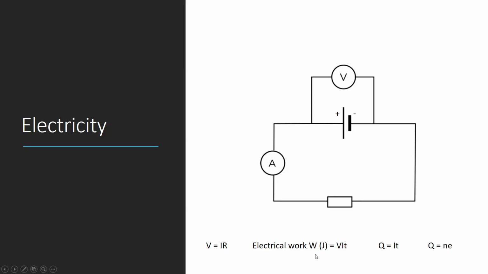Now, electrical work or energy in joules is the current multiplied by the voltage multiplied by the time. This is how much energy can be transferred to a circuit component such as a bulb. Now, also note that the charge transferred is equal to the number of electrons that have passed a particular point in the circuit multiplied by the charge on a single electron. And this is the same as the current, the number of electrons that flow, multiplied by the time. So how many electrons are actually moving past a particular point in the circuit over a particular time.